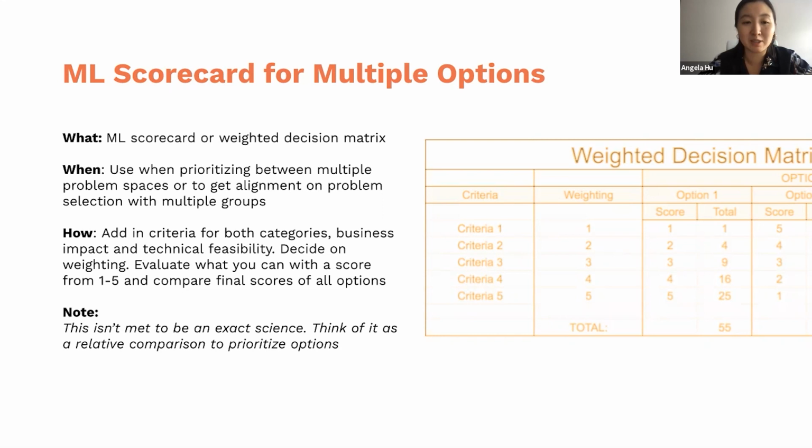So when it comes down to times like this, I find using an ML scorecard or using a weighted decision matrix, as you can see here, can often be very, very helpful. And the way that we go about doing this is we add in the criteria that was mentioned on the previous slide. And I definitely encourage each and every one of you to consider individual criteria pieces that are important to you and the business as well, because it will vary depending on what business you're in. But here we usually take a look both at business impact and technical feasibility and decide on the weighting.